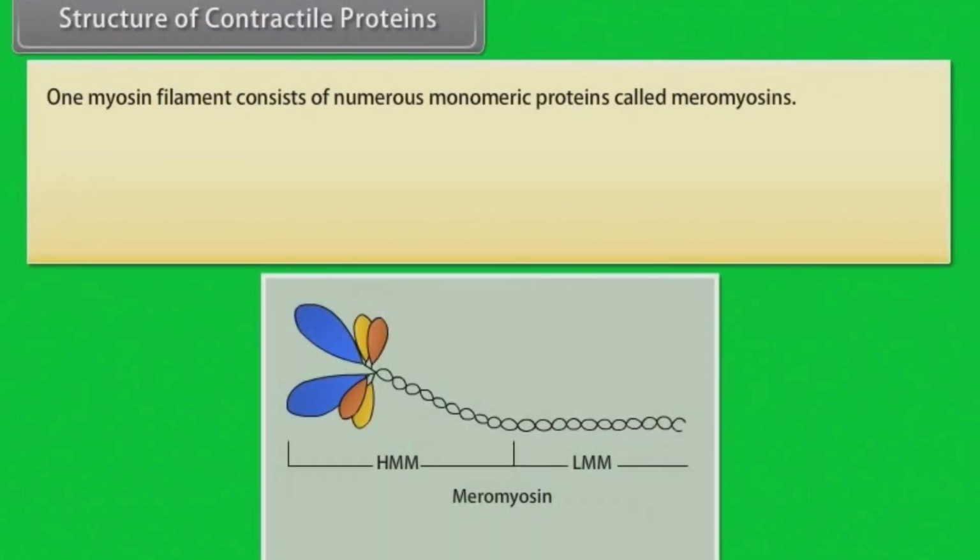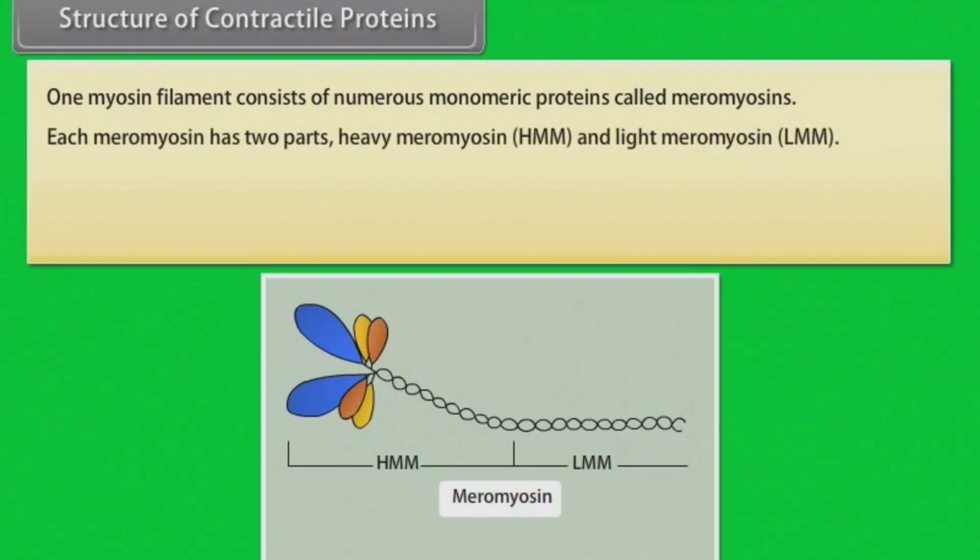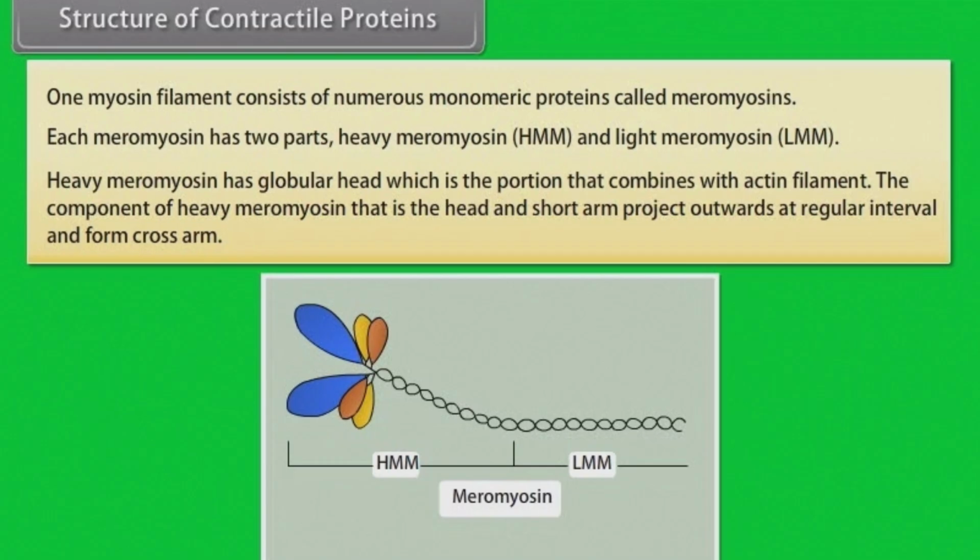One myosin filament consists of numerous monomeric proteins called meromyosins. Each meromyosin has two parts: heavy meromyosin, HMM, and light meromyosin, LMM. Heavy meromyosin has globular head, which is the portion that combines with actin filament. The component of heavy meromyosin, that is the head and short arm, project outwards at regular intervals and form cross-arm.